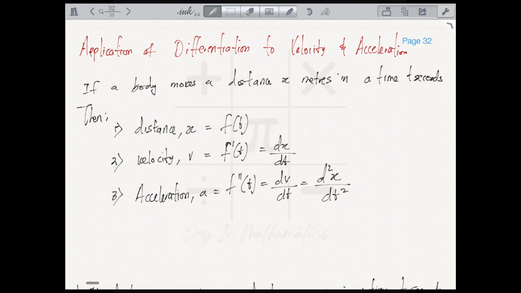Now, velocity is the differentiation of the distance, that's dx/dt or f dash t, and acceleration is given as the second differential of the distance, or the differentiation of the velocity. So this brings us back to successive differentiation. To get velocity, we differentiate distance. To get acceleration, we differentiate velocity.